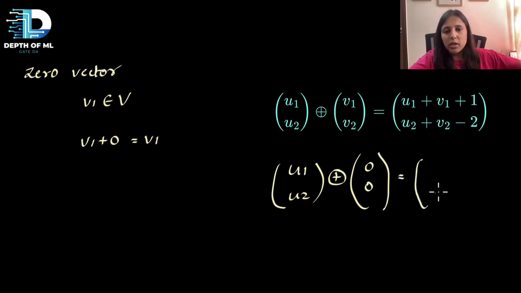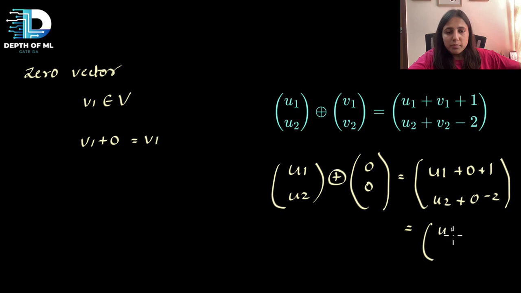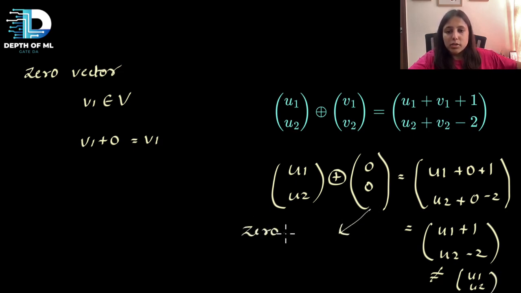So this is equal to u1 plus 0 plus 1, and u2 plus 0 minus 2. Now this is equal to u1 plus 1, and u2 minus 2. So this is not giving me the vector back, so this is not equal to u1 u2, right? So hence this is not the 0 vector of this subspace.